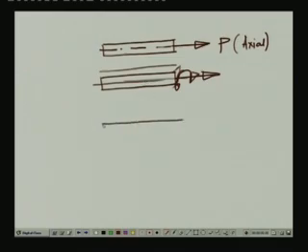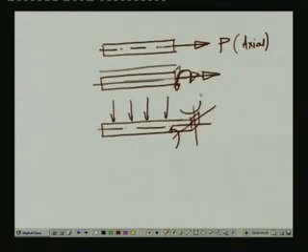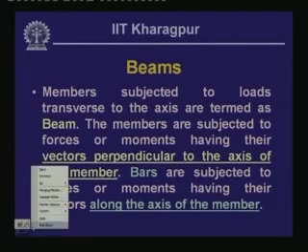Whereas, in members which are designated as beams, the loads act in the transverse direction, which is perpendicular to the axis of the member. Also, if we look into the moments which can act about these two axes, if the moment acts about this axis, which is in the plane of the cross section, the vectorial direction is perpendicular to the axis of the bar. Again, if the moment acts about the vertical axis, the vectorial notation of this moment is also perpendicular to the axis of the bar. So, a member which is subjected to loads or moments whose vectorial notation is perpendicular to the axis of the bar, we normally designate as a beam. So, this is the difference between the bar and the beam.